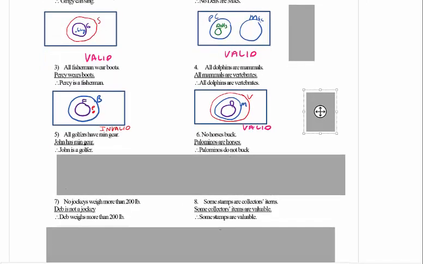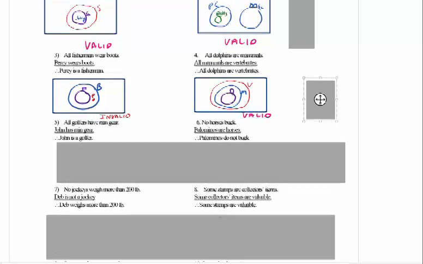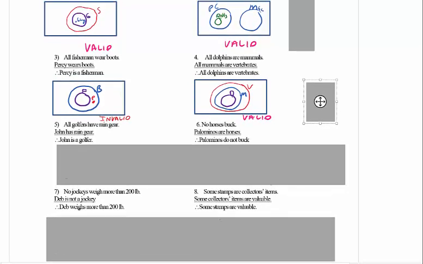So I want you to pause this video. I want you to do 5, 6, 7, and 8 for me, and then unpause it when you think you have it down. Again, I do expect some mistakes on these. That's why we're going through some more examples. So number 5, all golfers have rain gear. So G is inside rain gear.